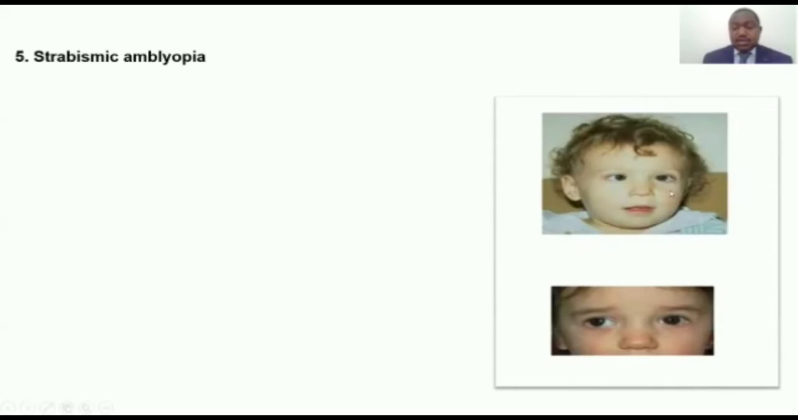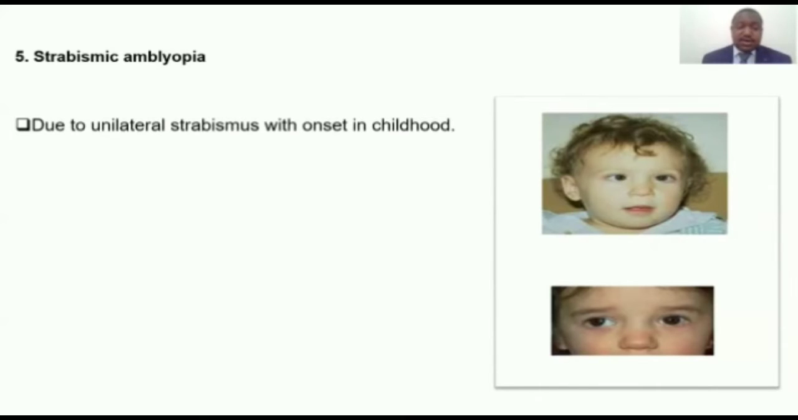For example, if I have esotropia, this esotropia, if happening before the age of 6 years, could lead to development of amblyopia, and also exotropia, if happening before the age of 6 years, could lead to development of amblyopia. This is due to unilateral strabismus with onset in childhood. Any unilateral strabismus starting in childhood could lead to development of amblyopia. Commonly these conditions happen in patients with esotropia, and less commonly in patients with exotropia.